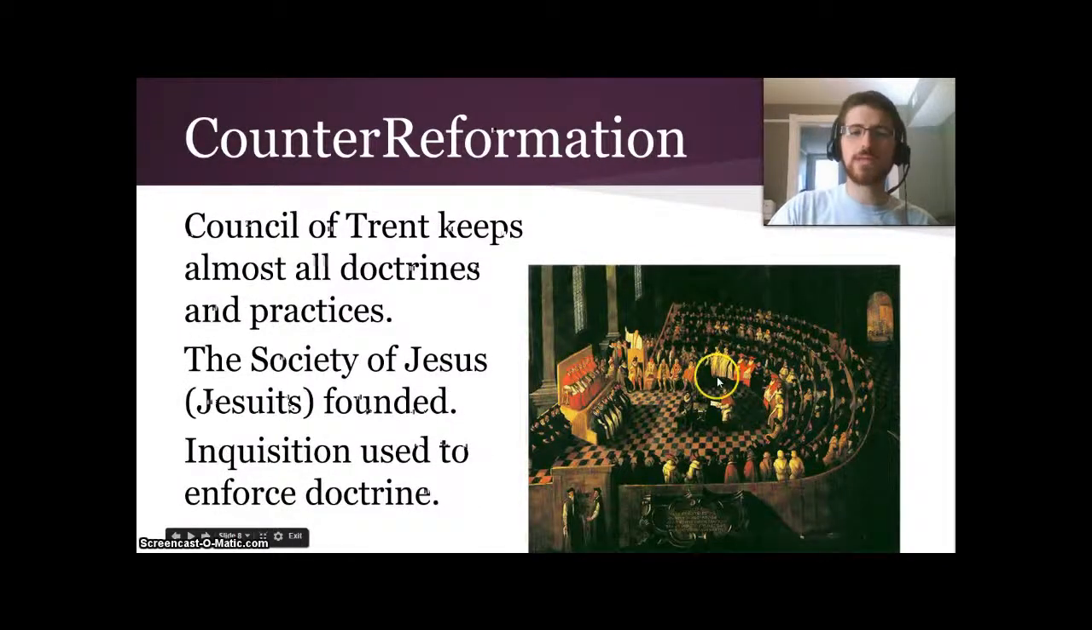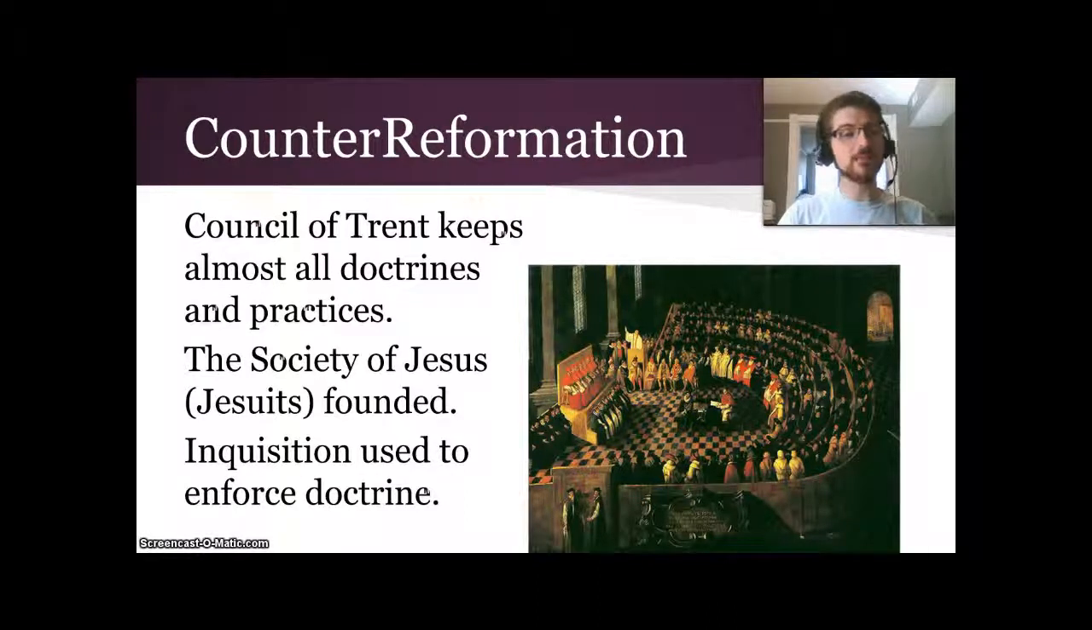Then there's this thing called the Counter Reformation. The Catholic Church, in an attempt to reconcile with the Protestants, kind of, called a thing called the Council of Trent, which was this pulling together of different religious minds and representatives from different religious groups to discuss the problems and suggest solutions. But no Protestants showed up to this, and so almost all of the doctrines and practices of the Catholic Church remained exactly the same.